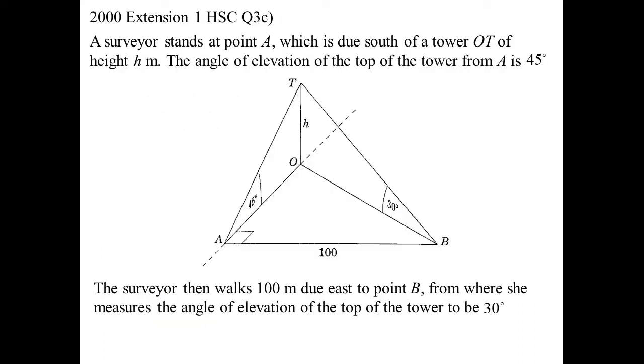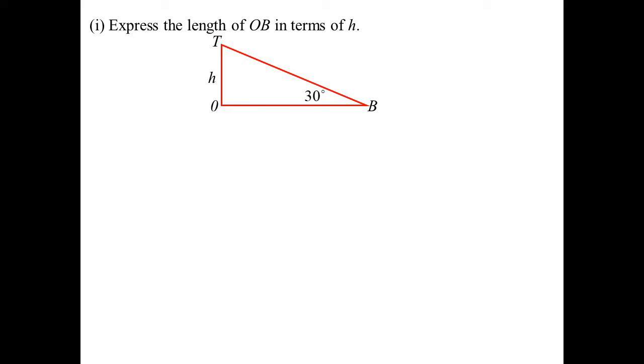Here's an HSC one. And as I was saying, it actually used to be in the Extension 1 course. So a surveyor is at point A. We're told it's due south of a tower. They've said height H. They've given us the angle of elevation of the tower. The surveyor then walks 100 metres due east and has another look at the tower, but now the angle of elevation is 30 degrees. Express the length of OB in terms of H.